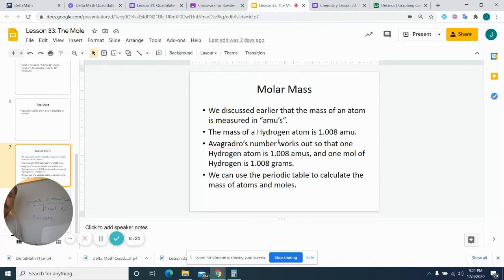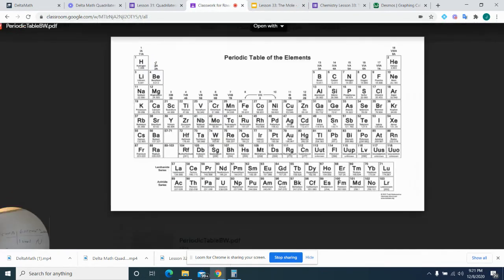So now it works out that the mass of an atom is measured in AMUs. So the mass of a hydrogen atom is 1.008 AMUs. But Avogadro's number, this is why he picked this number, works out so that one single hydrogen is 1.008 AMUs, but a mole of hydrogen is 1.008 grams. Some periodic tables write it as 1.0078.